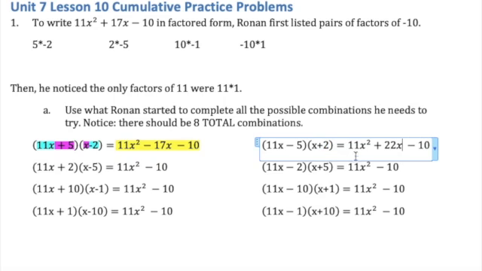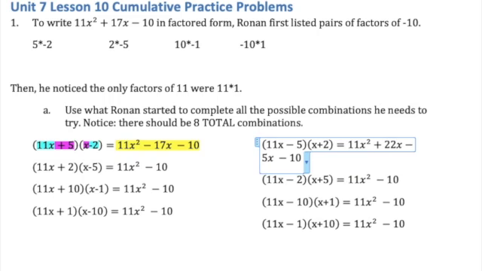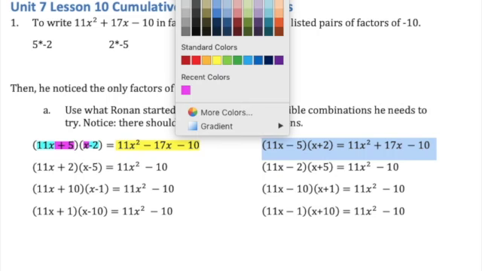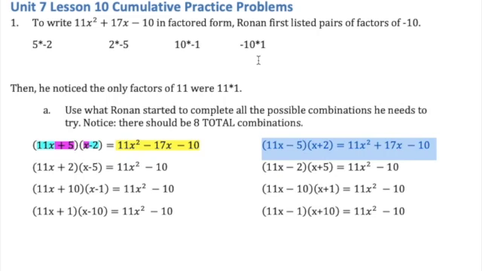And then negative 5 times x is negative 5x. And that gets me 17x. So this is the real winner for that one up there. This is my happy day problem. This one worked, and see, it only took the second combination.